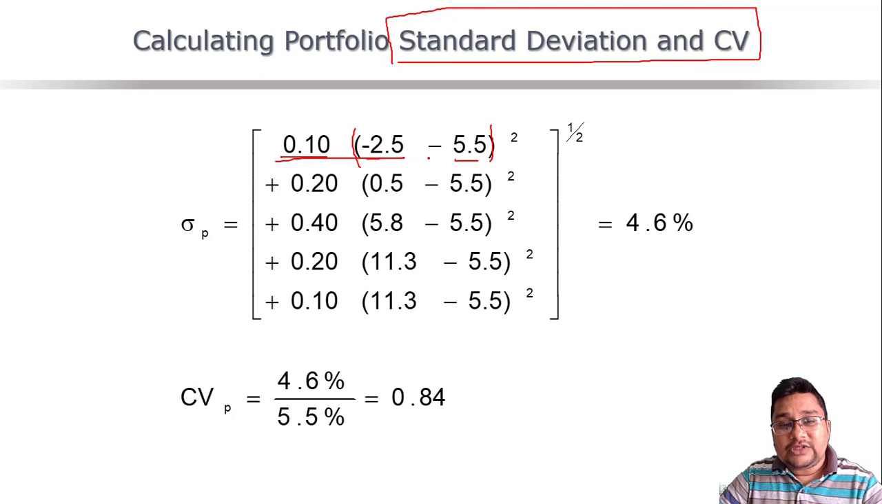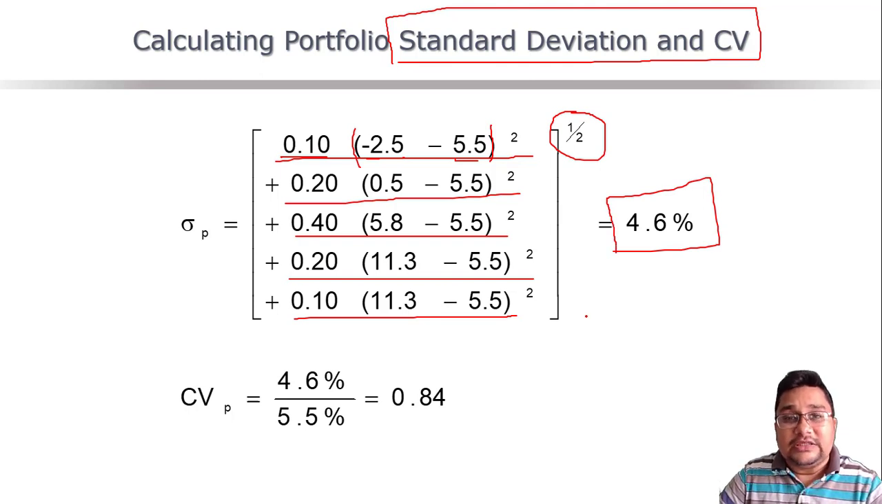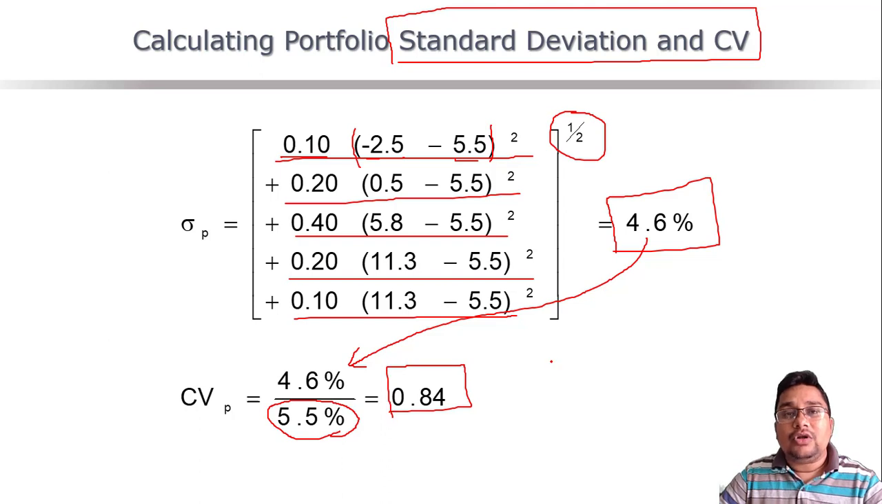If you do that, you get the first item. Do the same for the second state of the economy, third state, fourth state, and fifth state of the economy. After summing all these up, take the square root of the result. You will get the standard deviation, 4.6% for this example. And you can use this 4.6% to calculate the coefficient of variation. You have to divide the standard deviation by the expected return of the portfolio, and you will get the coefficient of variation for the portfolio. This is how you can assess the risk of the portfolio.